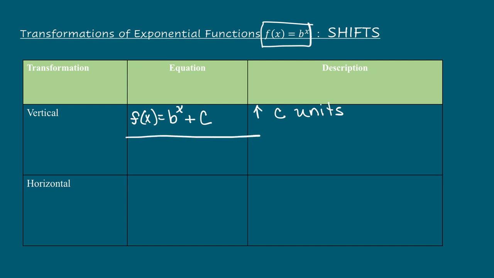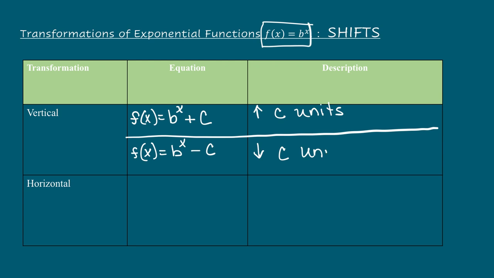However, if I subtract c units from that same function, so if I have f of x equals b to the x minus c, then I will shift down c units. So if I shift up c units, I am adding the constant c. If I shift down c units, I am subtracting the constant c.